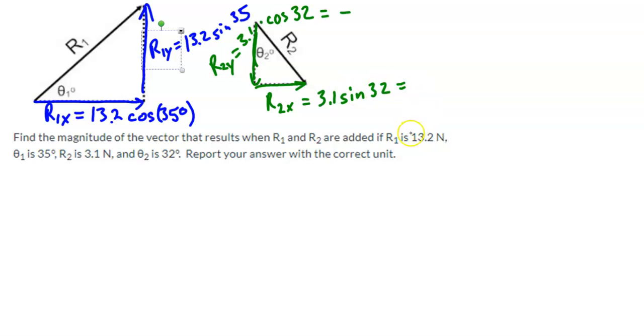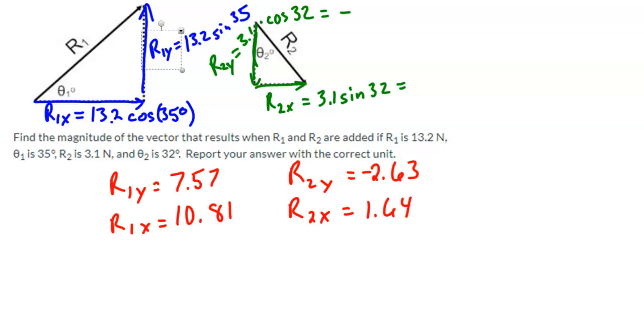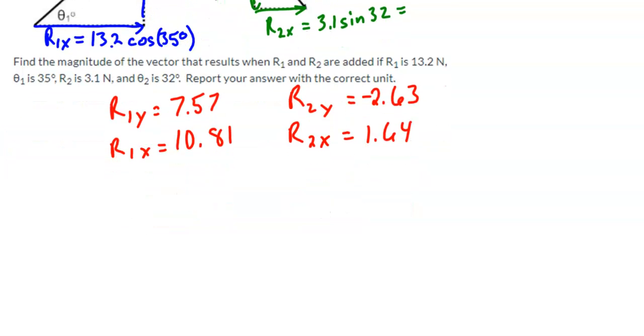Alright, so make sure your calculator's in degree mode, and I'm going to punch those numbers in and come back to you in just a second. Alright, so I spared you the pain of watching me do all the math there, and here's what all these come out to be. Now what we've got to do is sum the y, sum the x, and then we'll find the value of the resultant. So let's take a moment and do that.